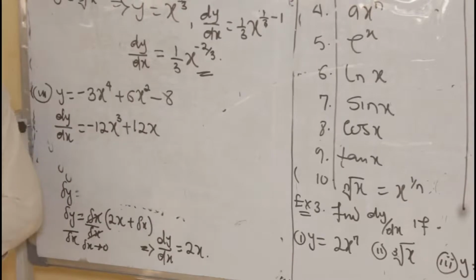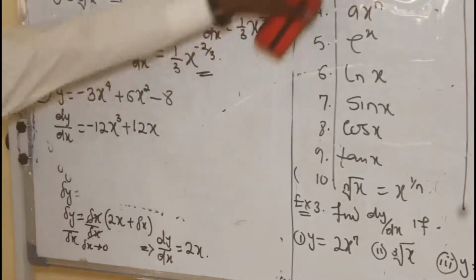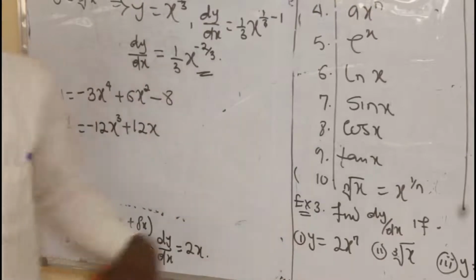Minus, what is differentiation of 8? 0. Because we said differentiation of any constant is 0. So you don't need to put 0.